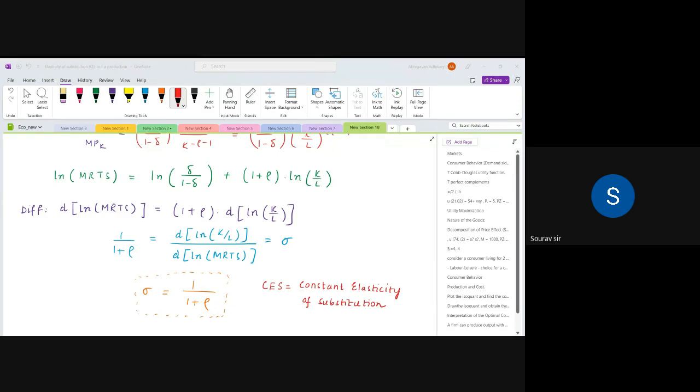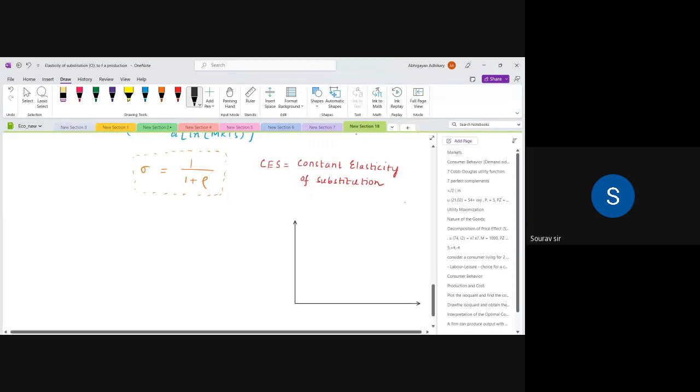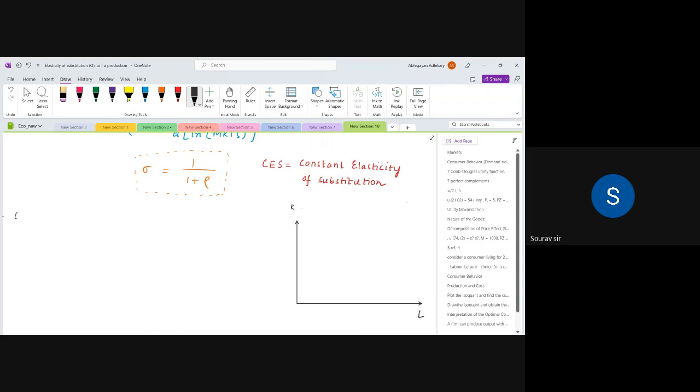So now let us take case by case. Not only will we mention it, but I also have something to show you all from the diagrammatic point of view. So I'll request you to keep one graph handy and we'll draw it accordingly. Okay, so case 1 over here, we have seen that if rho equals minus 1, this is the case of perfect substitutes.